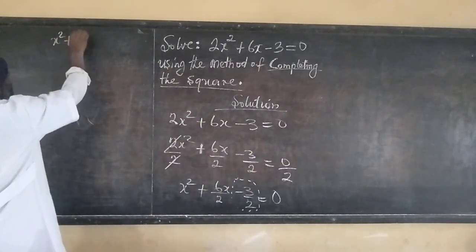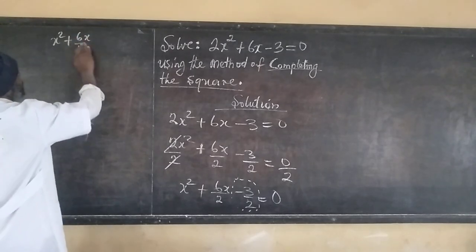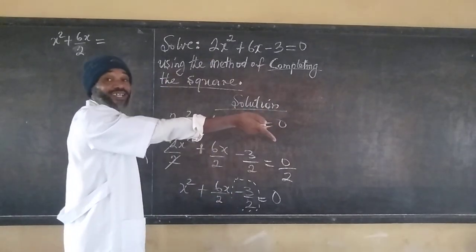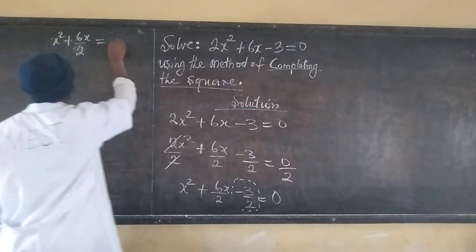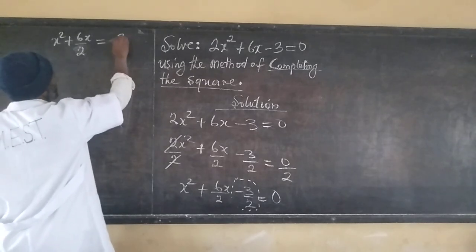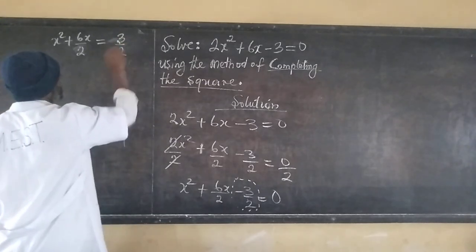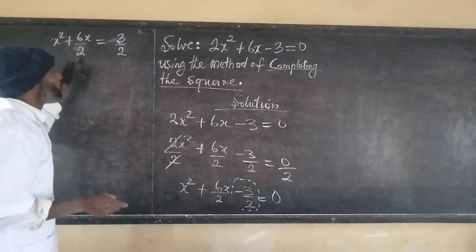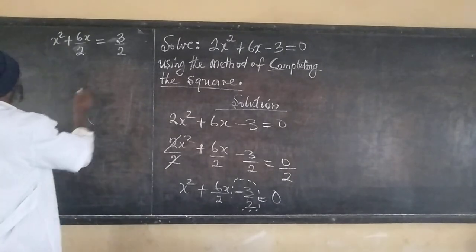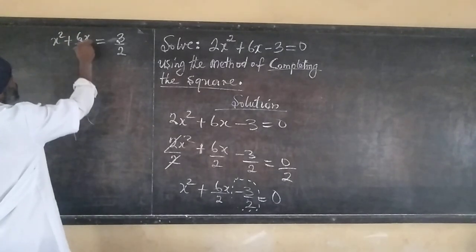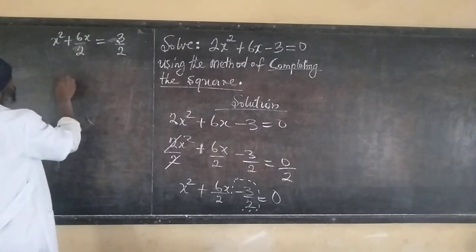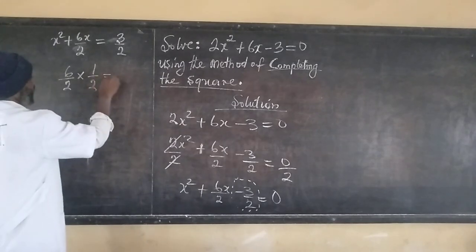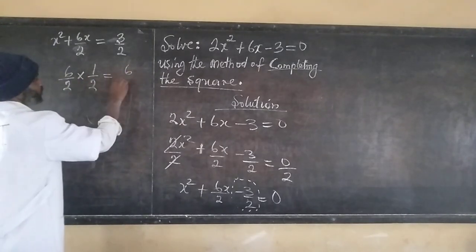x squared plus 6x over 2 is equal to the constant term, which going over to the right hand side turns positive, so we write 3 over 2. What's the next step? We find half of the coefficient of x. The coefficient of x is 6 over 2, so we write 6 over 2 times half. 6 times 1 is 6, 2 times 2 is 4.